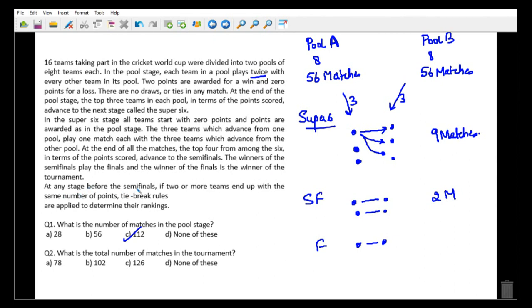At any stage before the semi-finals, if 2 or more teams end up with the same number of points, tiebreaker rules are applied to determine the ranking. So this is what we have. I think we can answer the next question as well.